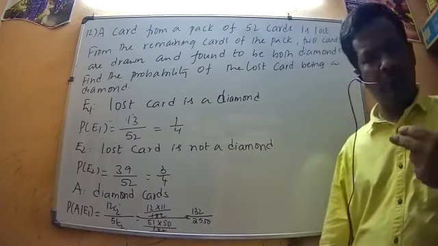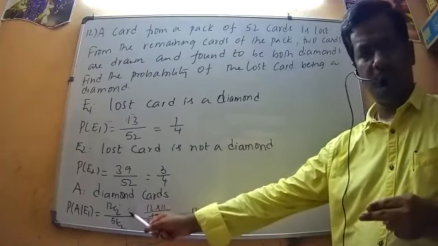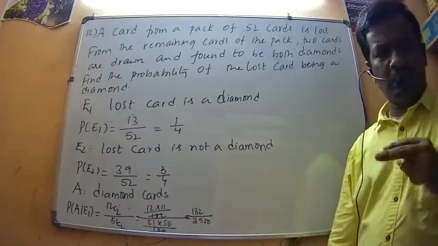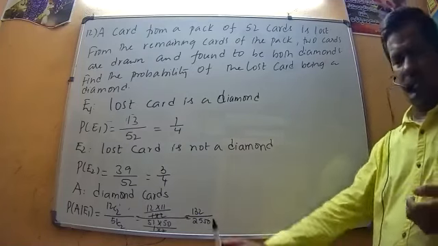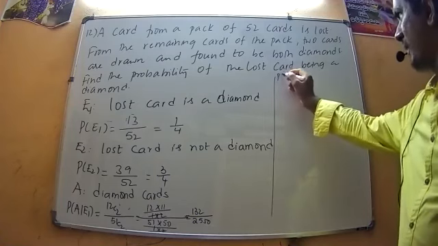And those cards should be diamond cards. Among the diamond cards already one card is lost. 12 cards will be left. From 12 we need to draw two, 12C2. Fine. Moving further, P of A slash E2.